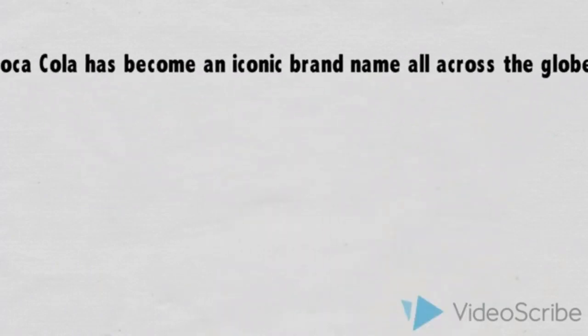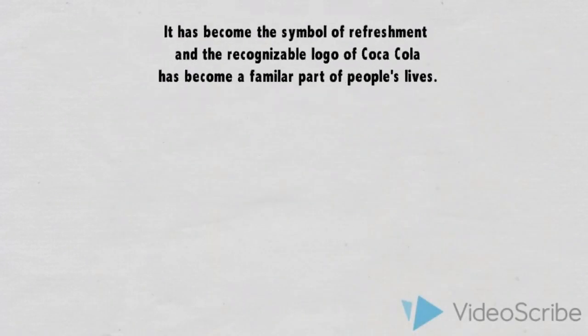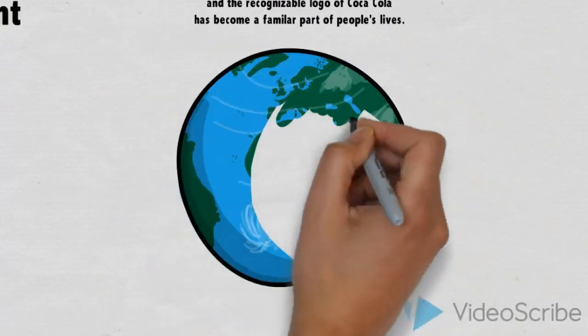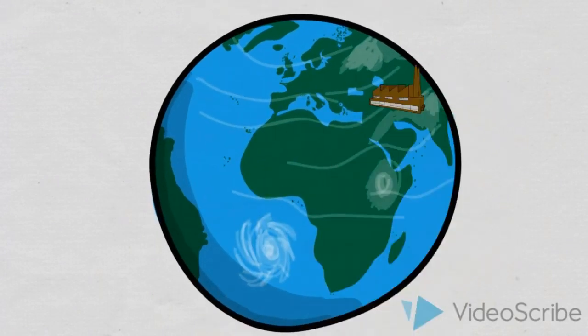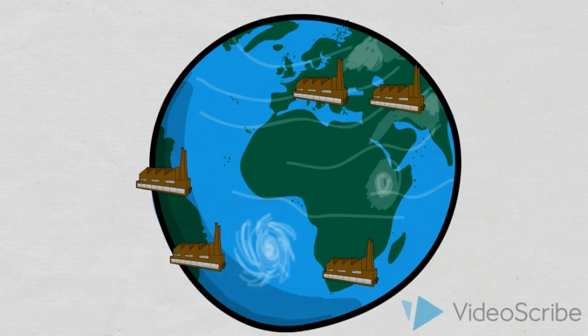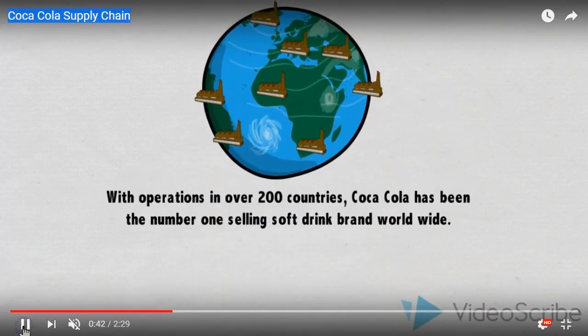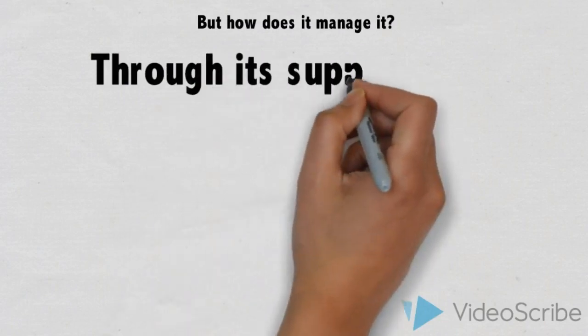Coca-Cola is one of the most recognizable brands throughout the world. They are selling Coca-Cola in more than 200 countries. So if we take a look at how their supply chain looks, it's actually all over the world with its manufacturing or food processing factories. So the question is, how do they manage their global supply chain?